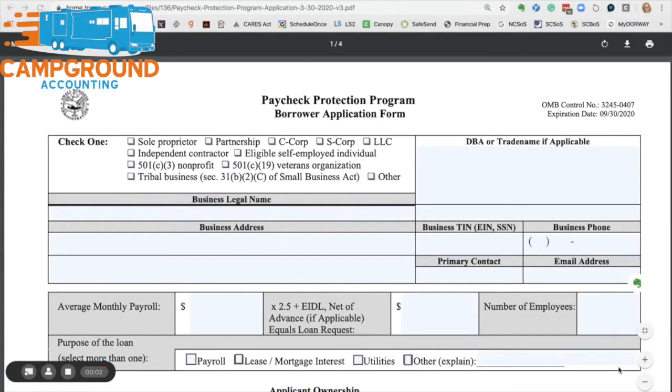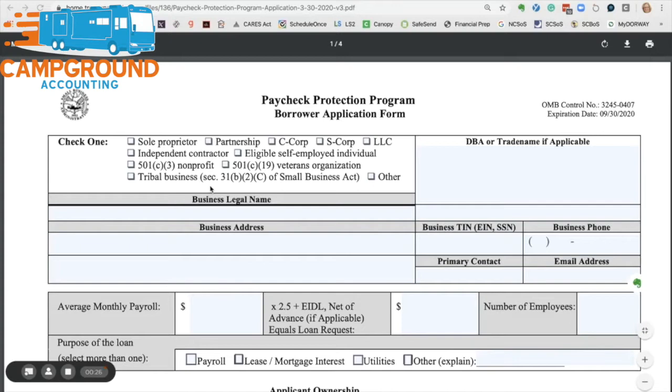I will now walk through the Paycheck Protection Program, or PPP application. This is a default application developed by the Treasury Department, and your bank or lender's application may be slightly different, but they should contain similar information. So the first section is going to ask you about the type of business entity.